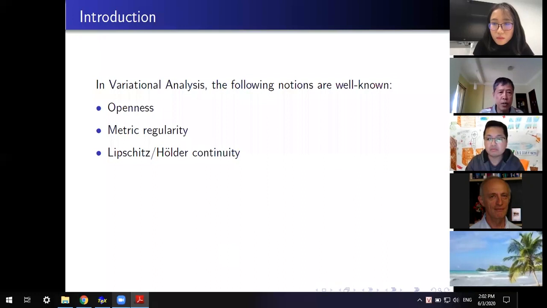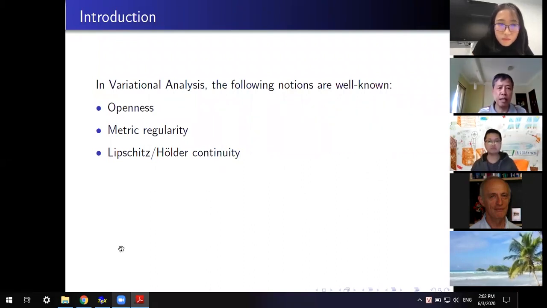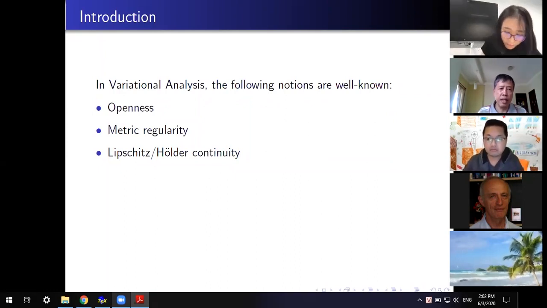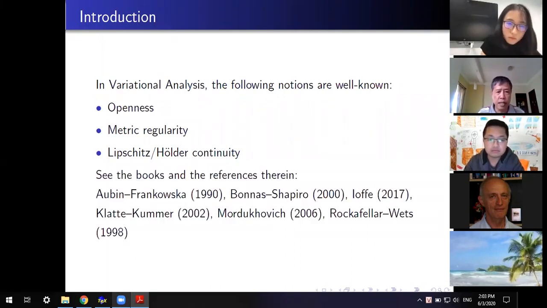In variational analysis, we know that three conditions are well known: the first, openness; the second, metric regularity; and the last one, Lipschitz or Hölder continuity. We can see the following books and the references therein.